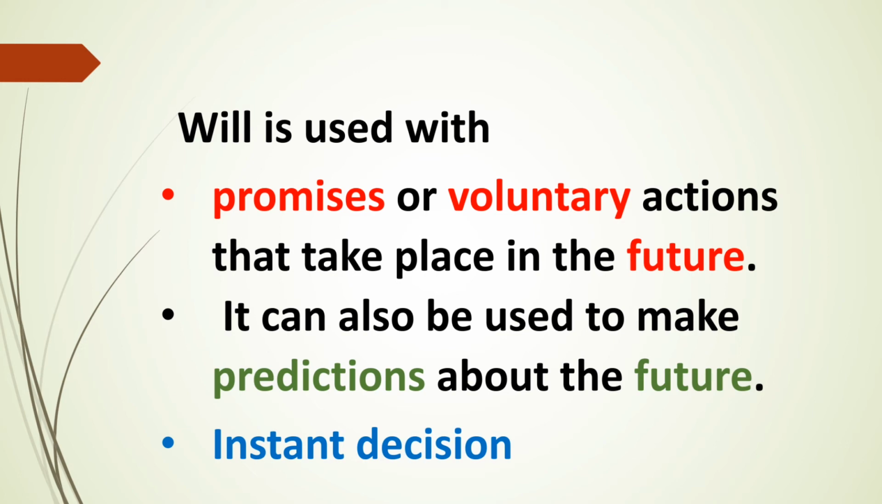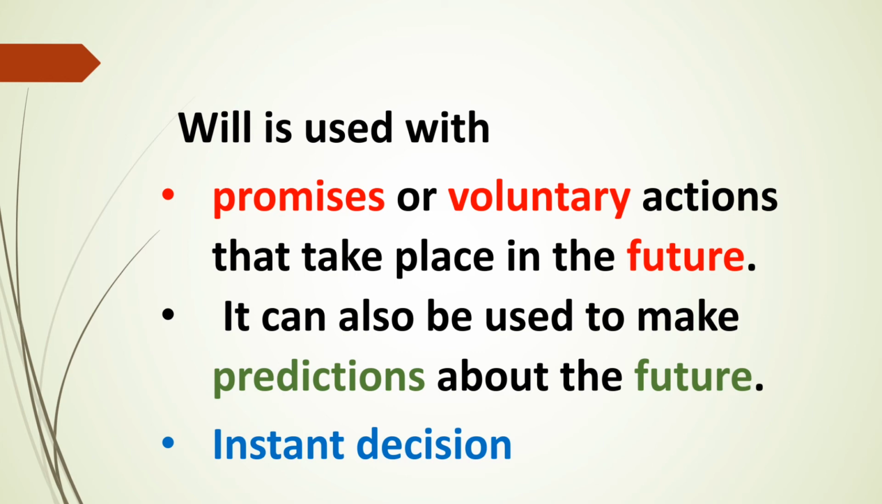The meaning is, if you promise someone to do something in the future, at that time you can use the word will. Another one is about your voluntary action, where you are willing to do something in the future. At that time you can use the modal will. Next one, as you know very well, it can be used to make predictions about the future. What is going to happen in the future? So the prediction, foretelling.